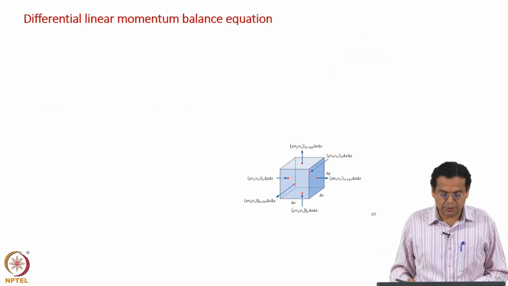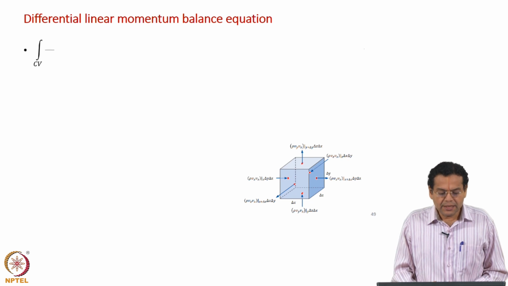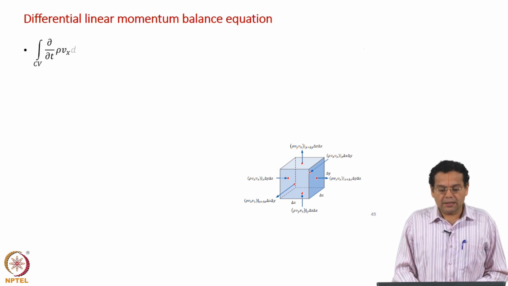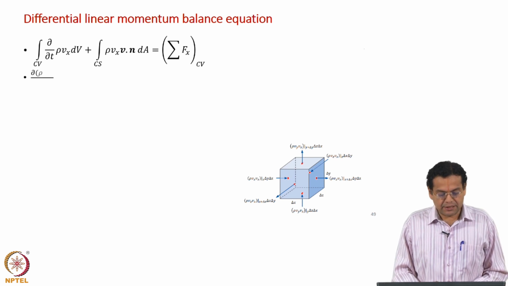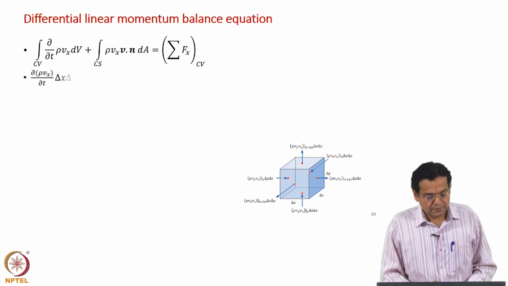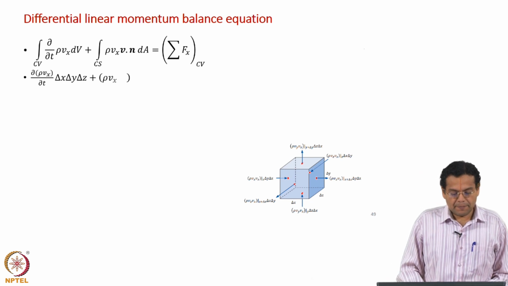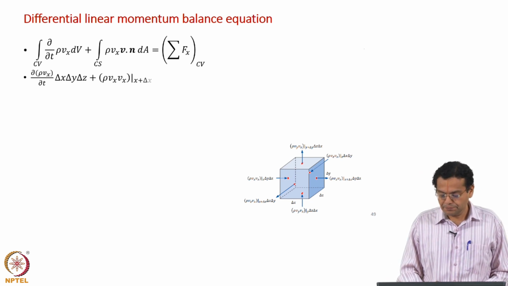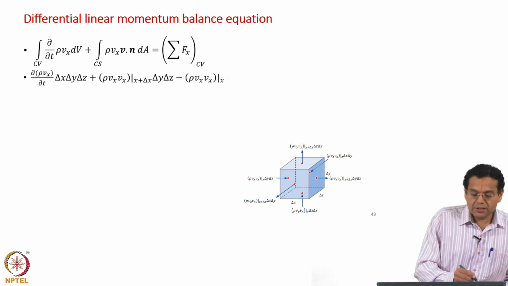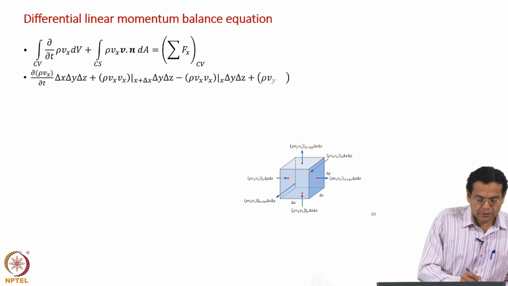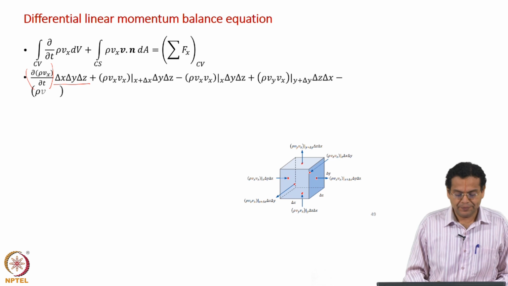Now let us put them all together in the integral linear momentum balance equation, both for the time rate of change term and the net convection term. The first term we have seen as dou by dou t of rho V x and then the volume.